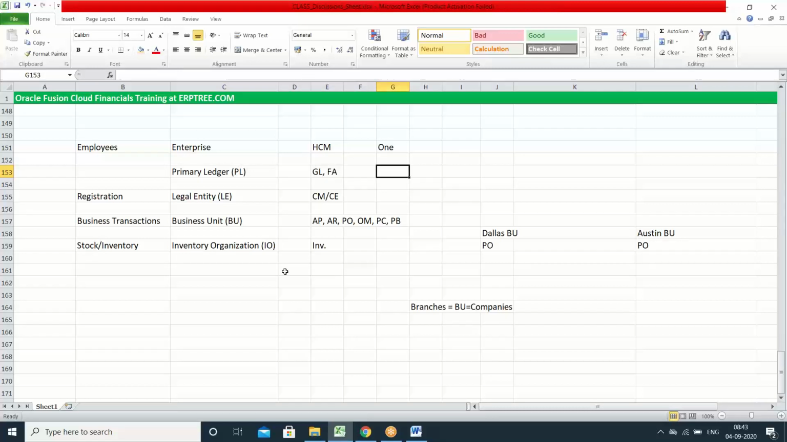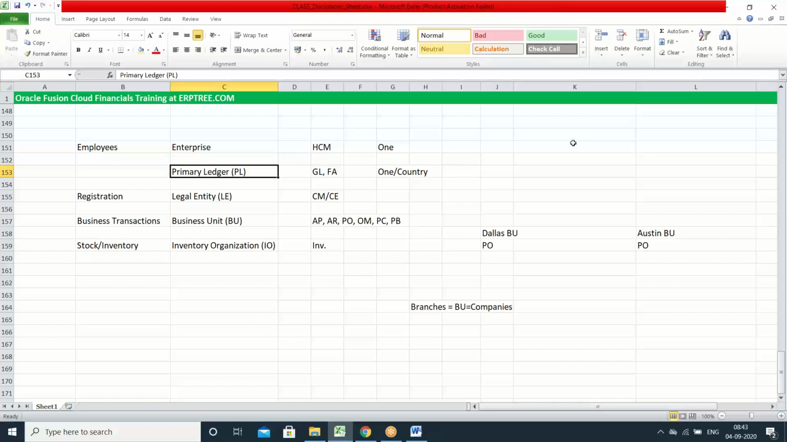In reality, one for country. One country, one primary ledger is enough. Say you are doing the implementation for one client in 2 countries. For each country, you have to create a separate primary ledger.